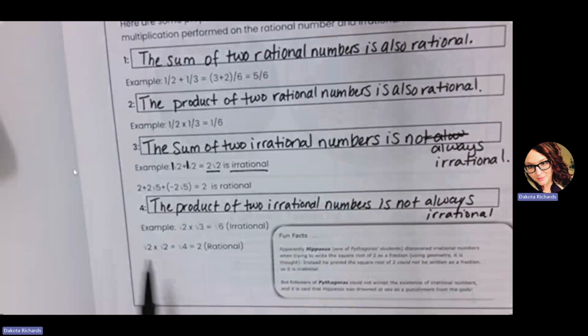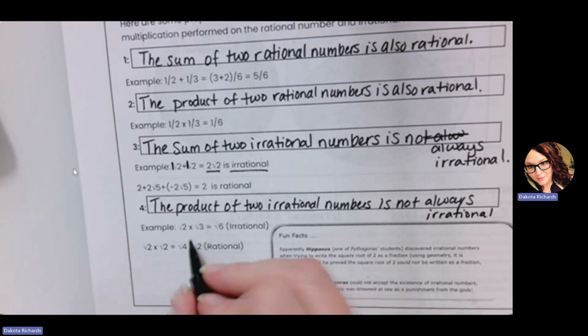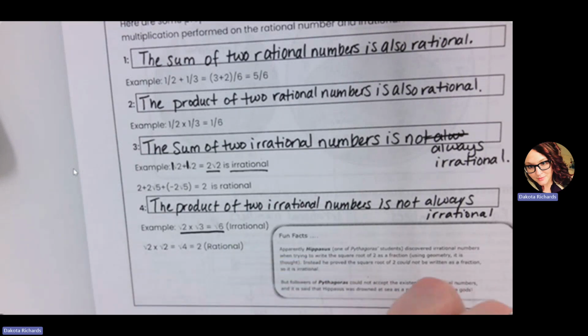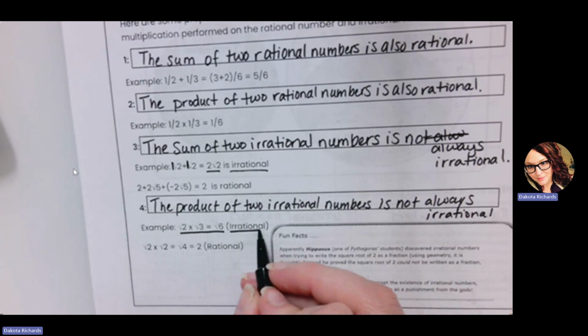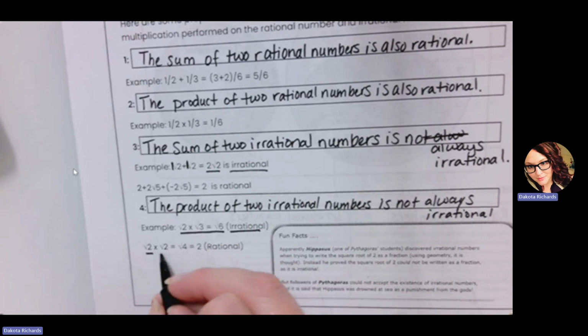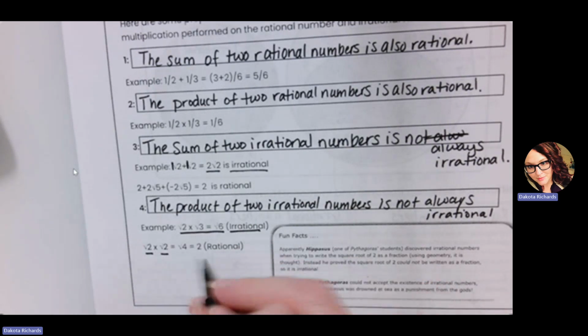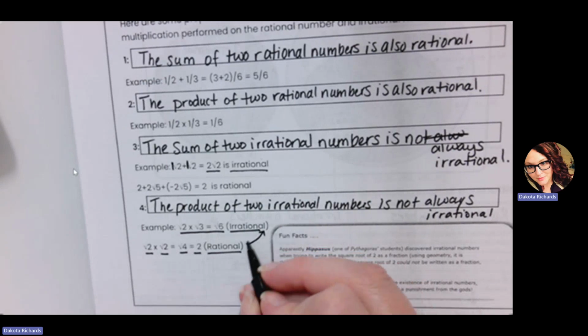Okay, so if we had an example, square root of 2 times the square root of 3, well, 2 times 3 is 6. Square root of 6 is still going to be irrational. But if you had square root 2 times square root 2, that's the square root of 4, which is 2, which is rational. So it could go either way, okay?